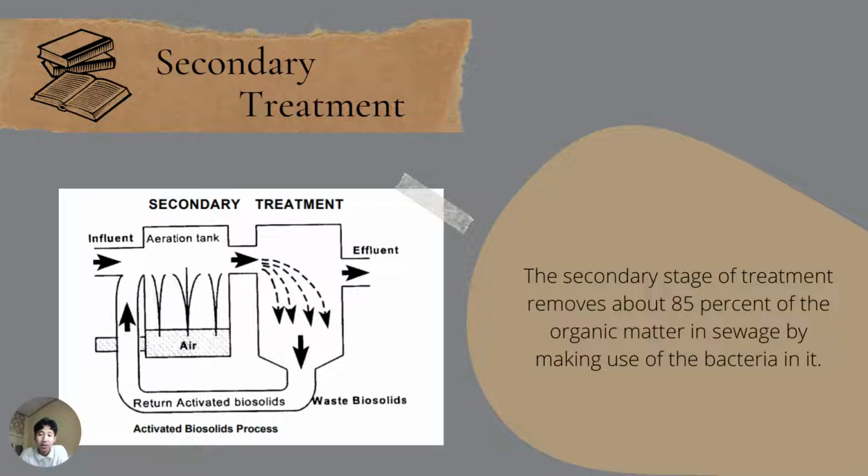So the secondary stage of treatment removes about 85% of the organic matter in sewage by making use of the bacteria in it. So in the secondary treatment, we also use the bacteria in it to make the process happen.